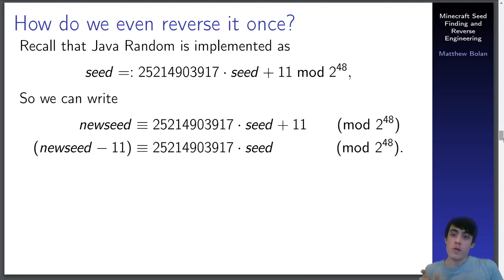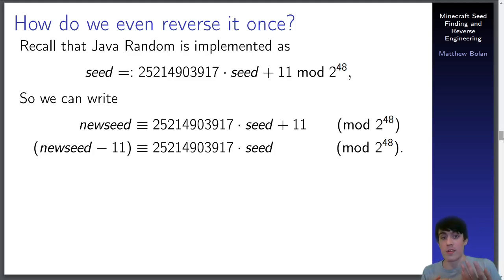So we're going to write new seed is congruent to our big number a times seed plus 11. And what I mean by congruent to is that it leaves the same remainder when divided by 2 to the 48 as the right-hand side. So the left-hand side and the right-hand side of that little triple equals sign are congruent mod 2 to the 48. And once again, being congruent just means that they leave the same remainder modulo 2 to the 48 in this case.